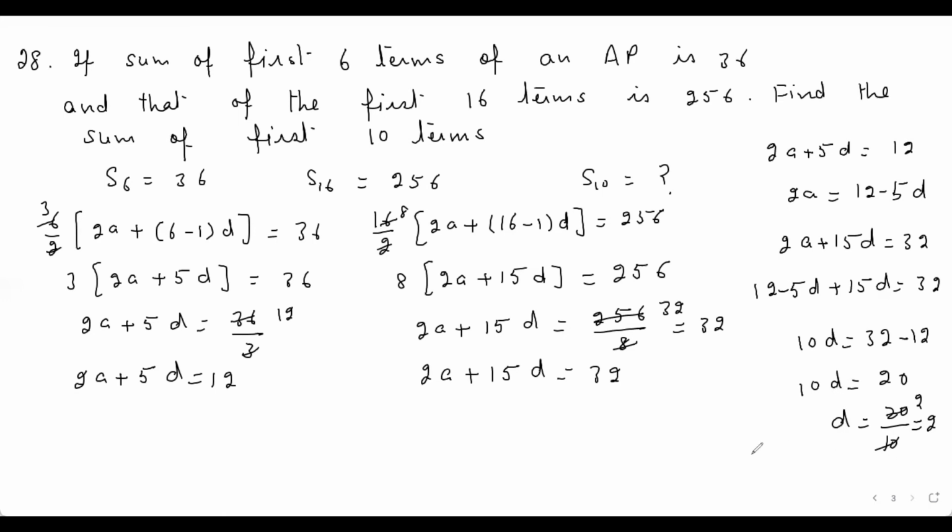So 2a is equal to 12 minus 5d. After substituting d as 2, 12 minus 5 into 2. Now 2a is equal to 2, then it implies a is equal to 1. Now a is 1, d is 2. You have to find S10.